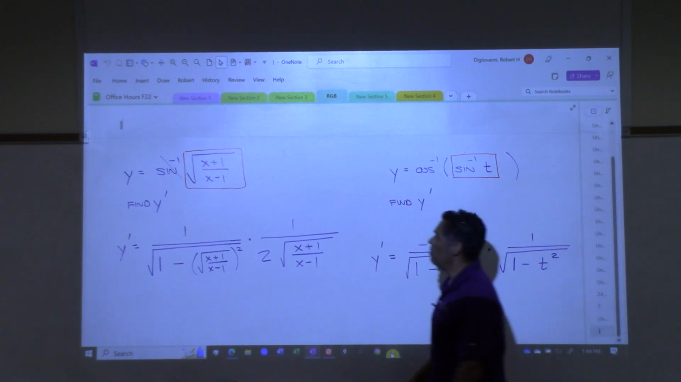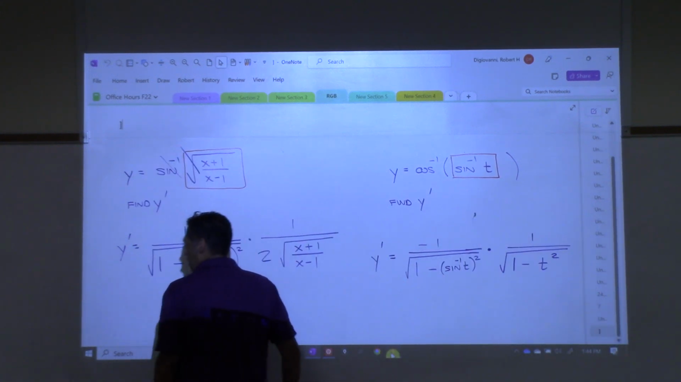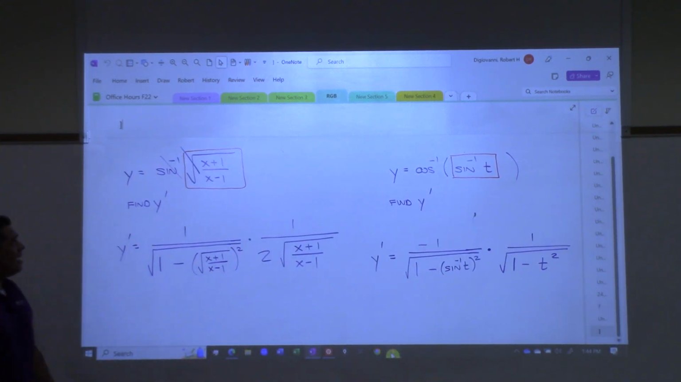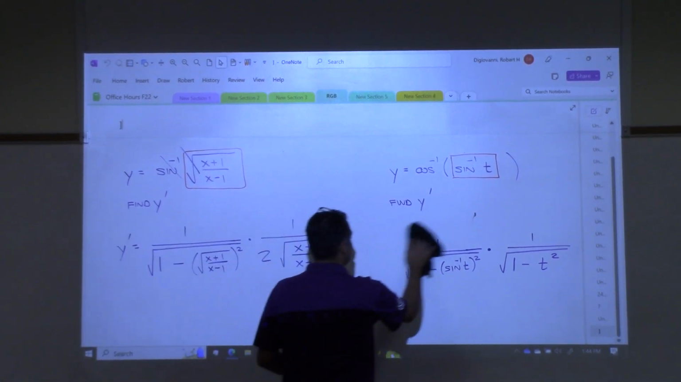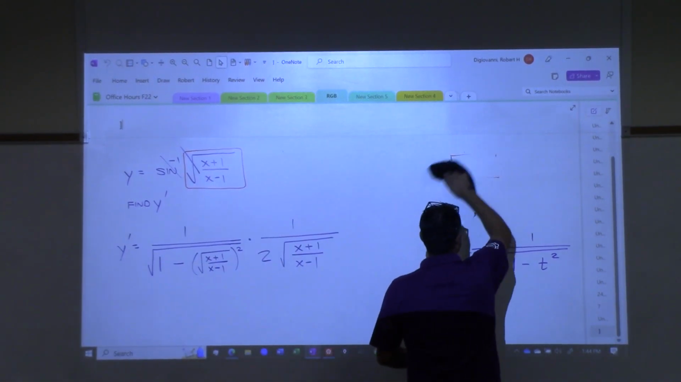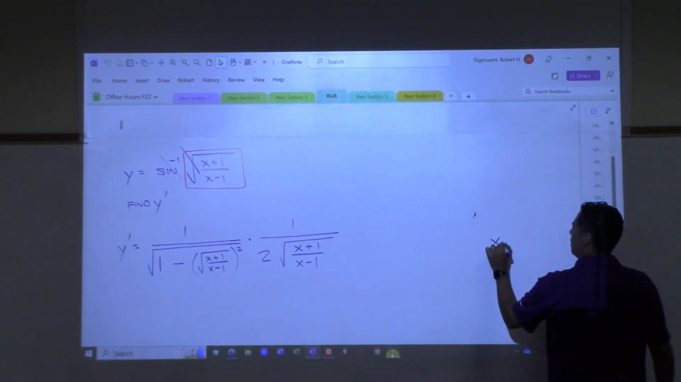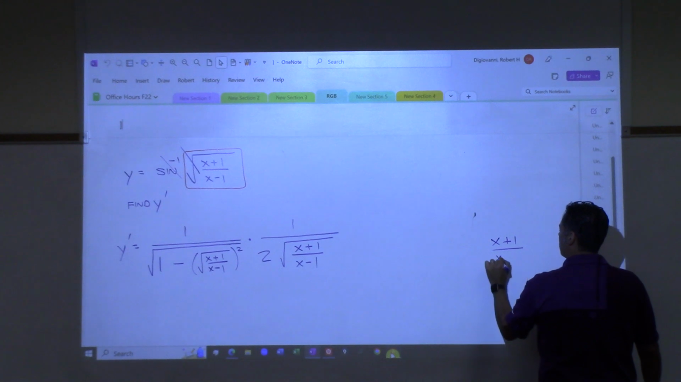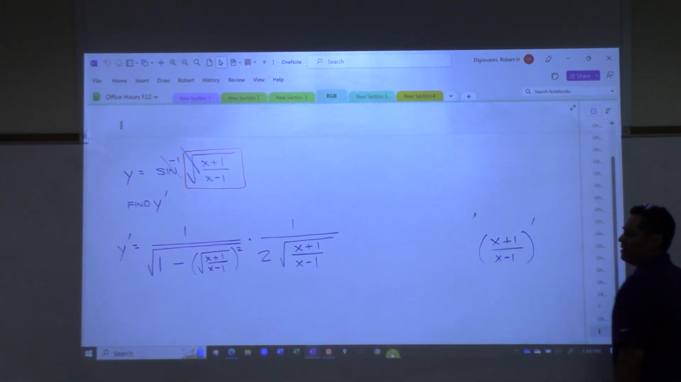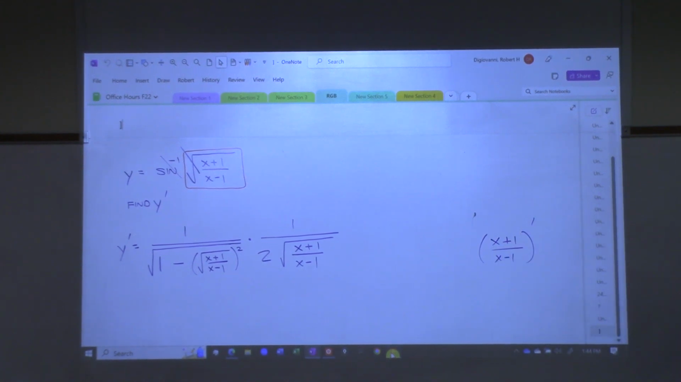Now I've done the square root. Now I move inside, and I can take the derivative of x plus 1 over x minus 1, which is going to require the quotient rule, right? Quotient rule. I'm going to do that over here, a little scratch work on the side. I still need to take the derivative of x plus 1 over x minus 1, right? So just do a quick quotient rule.